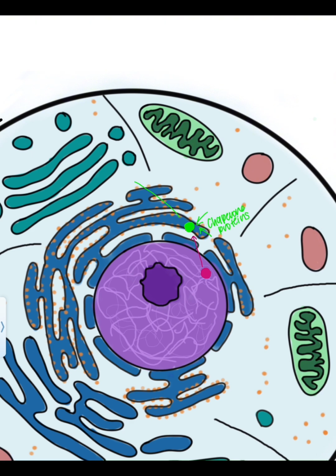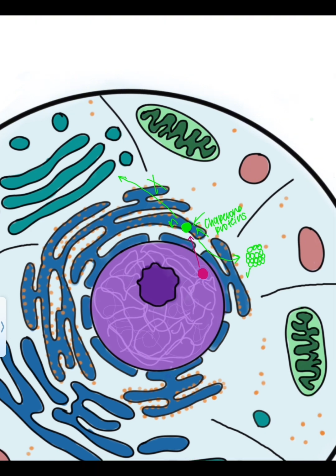And instead of being transported to the Golgi, it's actually going to be retained in the rough ER. And then it's going to eventually be transported to a structure called a proteasome. And this is just a rough sketch of a proteasome. And this is eventually when it'll be degraded into amino acids.